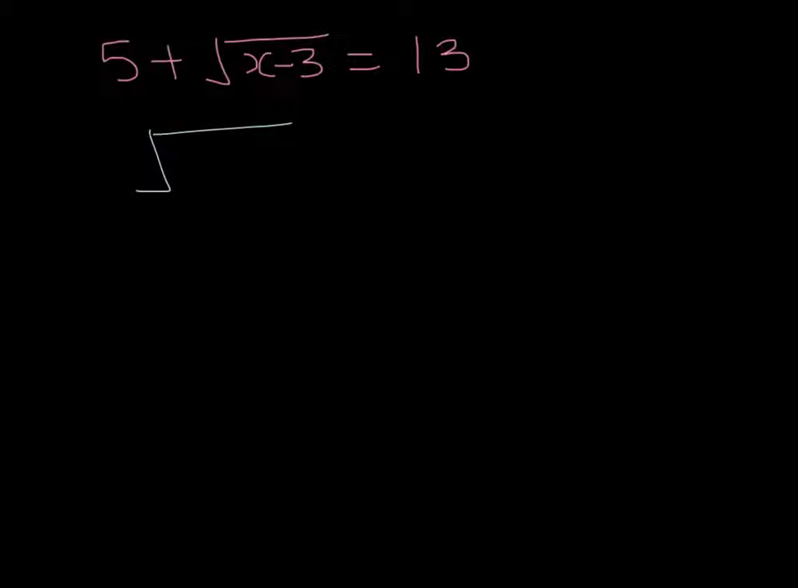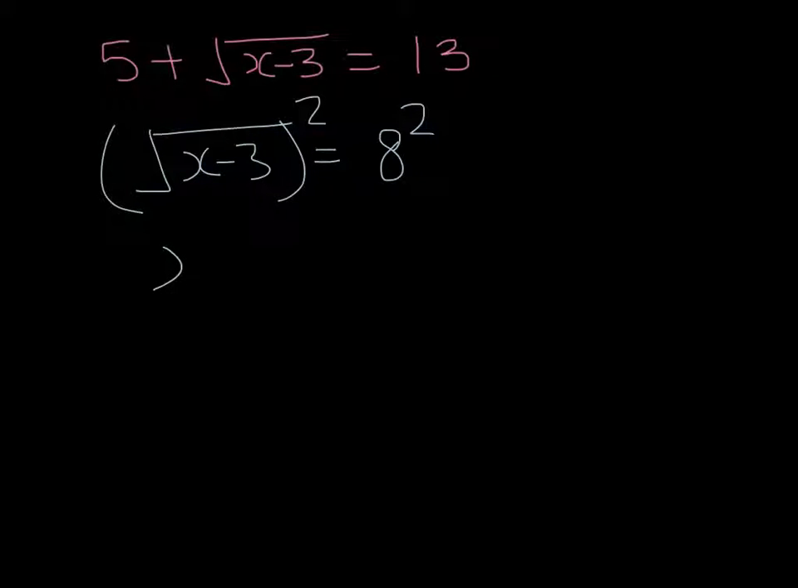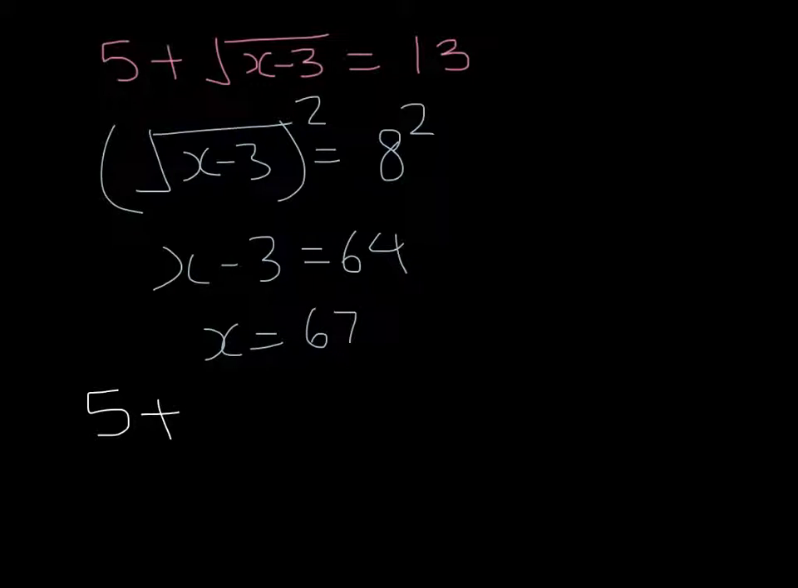We end up with the square root of x minus 3 equals 8. Now we want to square both sides of the equation to get rid of the radical. And this leaves us with x minus 3 equals 64. So x equals 67. And now we have to check this answer to make sure that it's not an extraneous solution. So we'll plug it back into our original equation.